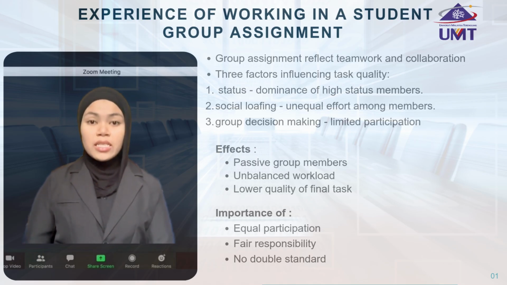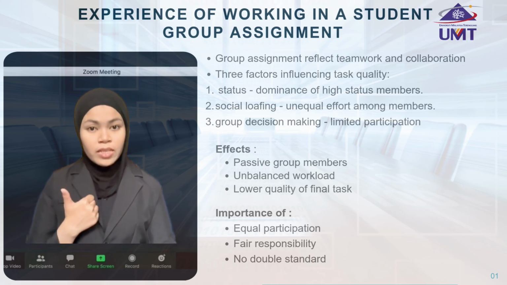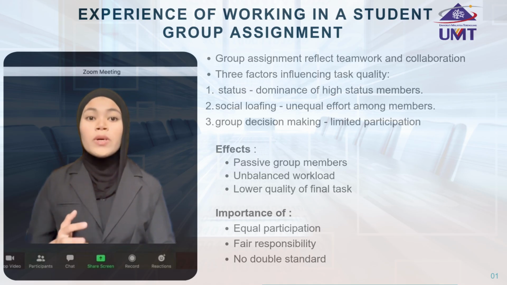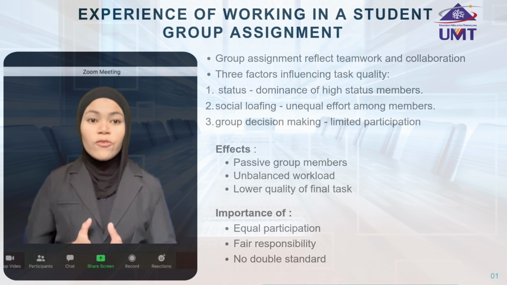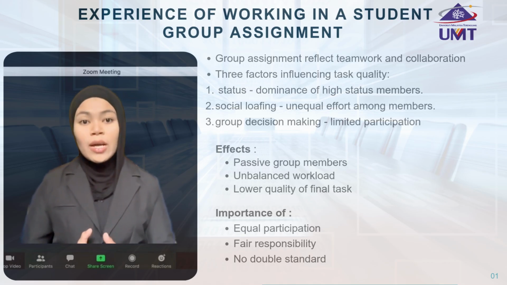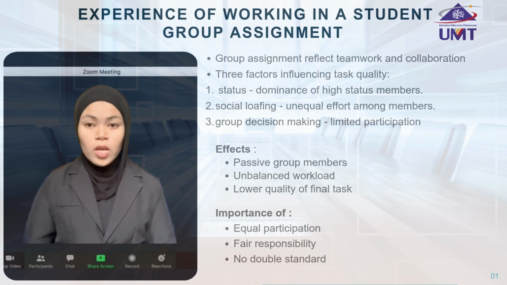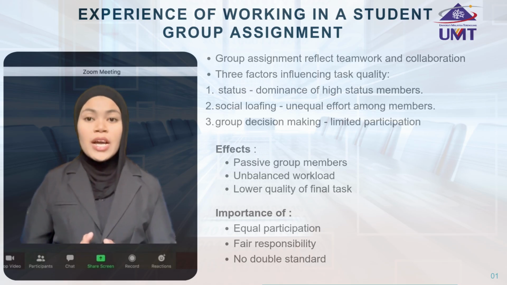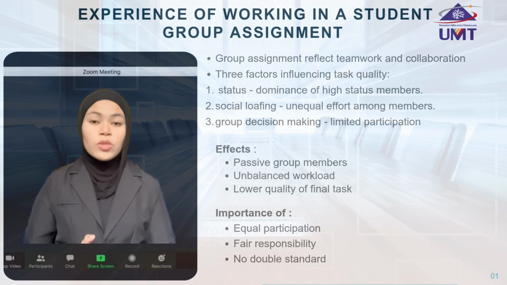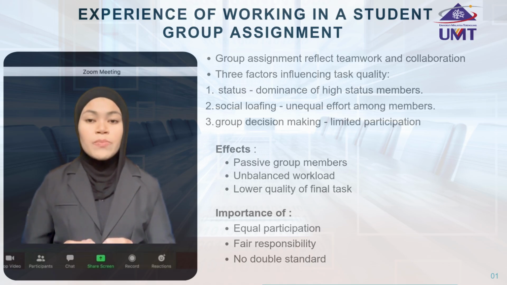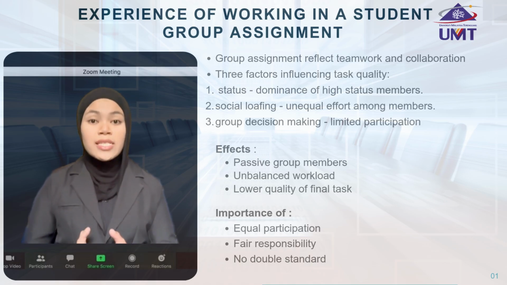First, status in a student group usually forms naturally. It is often based on academic achievement, confidence level, communication skills, or personality. Students with higher confidence or strong academic performance often become leaders or decision makers. While leadership can help guide decisions, problems arise when high status members dominate the group. Lower status members may feel their ideas are not valued, which may cause them to stay silent or withdraw from participation. As a result, the group loses valuable perspectives that could improve the assignment.